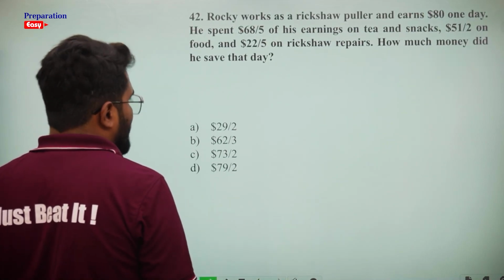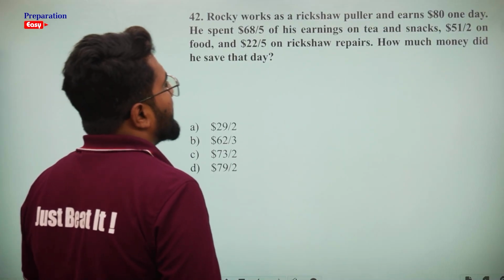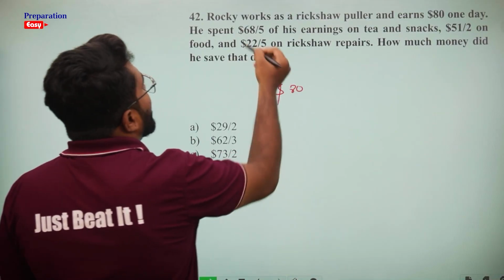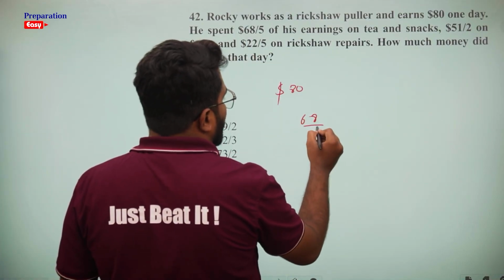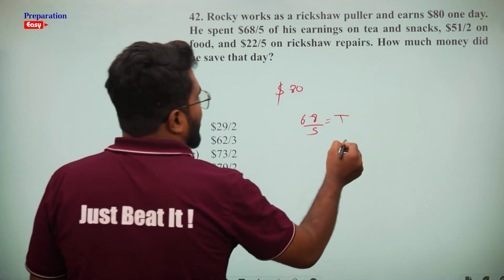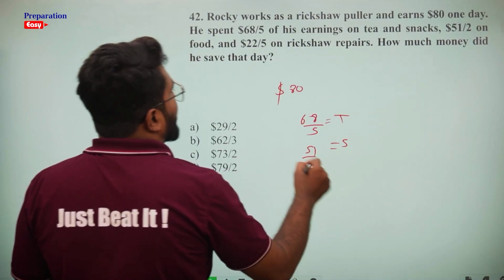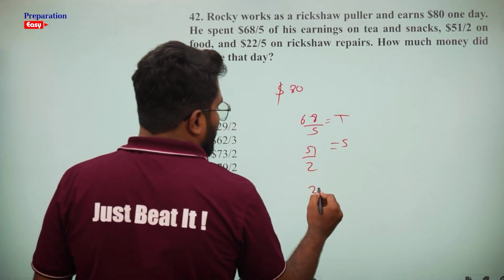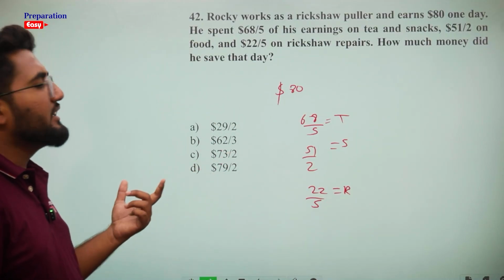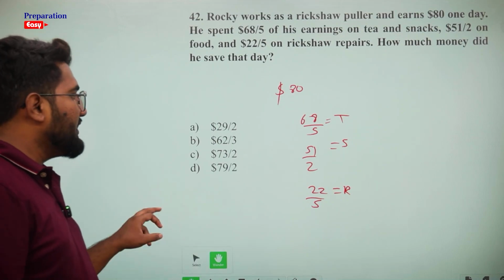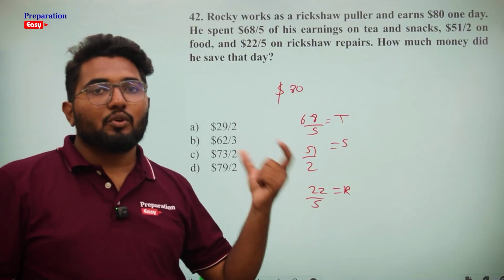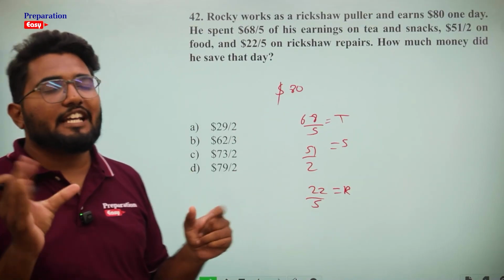Question 42. Rocky works as a rickshaw puller and earns $80 one day. He spent 68 by 5 of his earning on tea, 51 by 2 on snacks, and 22 by 5 on rickshaw repairs. How much money did he save that day? To calculate the saved money, we have to subtract his expenses from the total amount he earned.